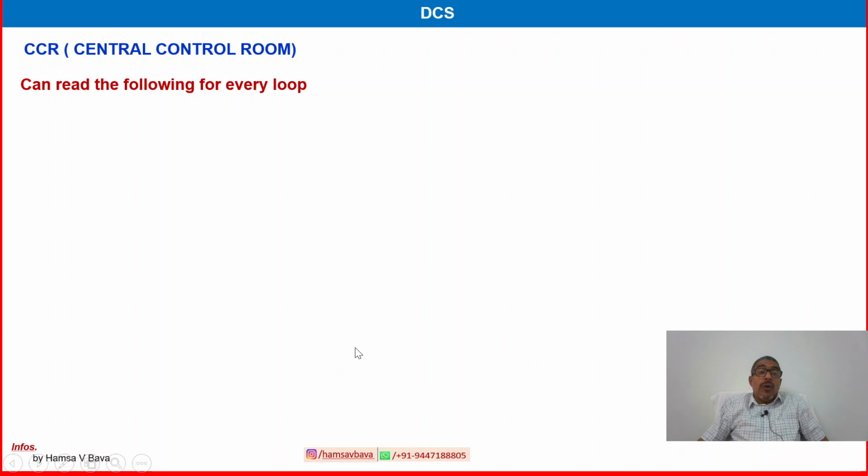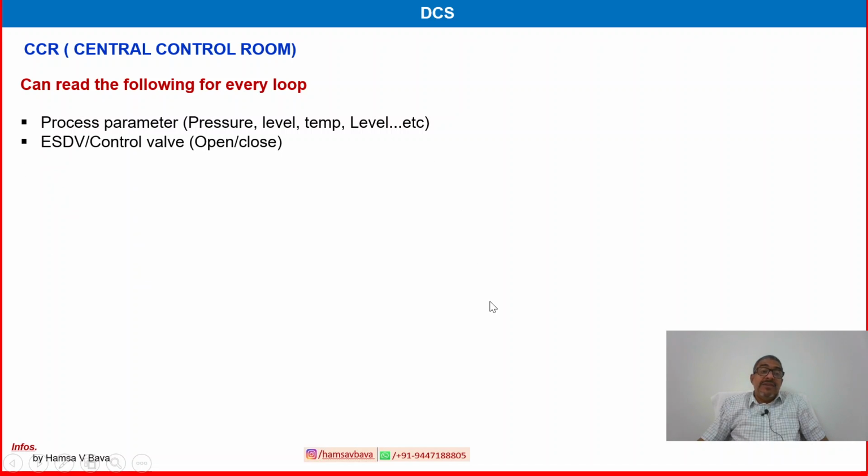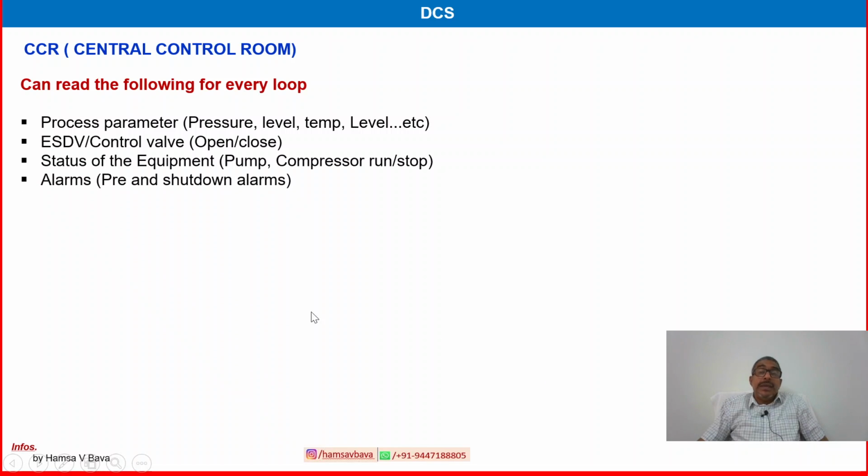Moreover, the operator who is sitting there can read the following for every loop: process parameters, pressure, level, temperature, etc.; ESDV and control valve, open or close. He can always monitor the position of the control valve and SDV. Start of the equipment, pump, compressor, run, stop. He can operate various rotating equipment. Alarms: he can see pre-alarms and shutdown alarms as they are received time to time, with audible and visual indication. So he can see the alarms and take necessary action.